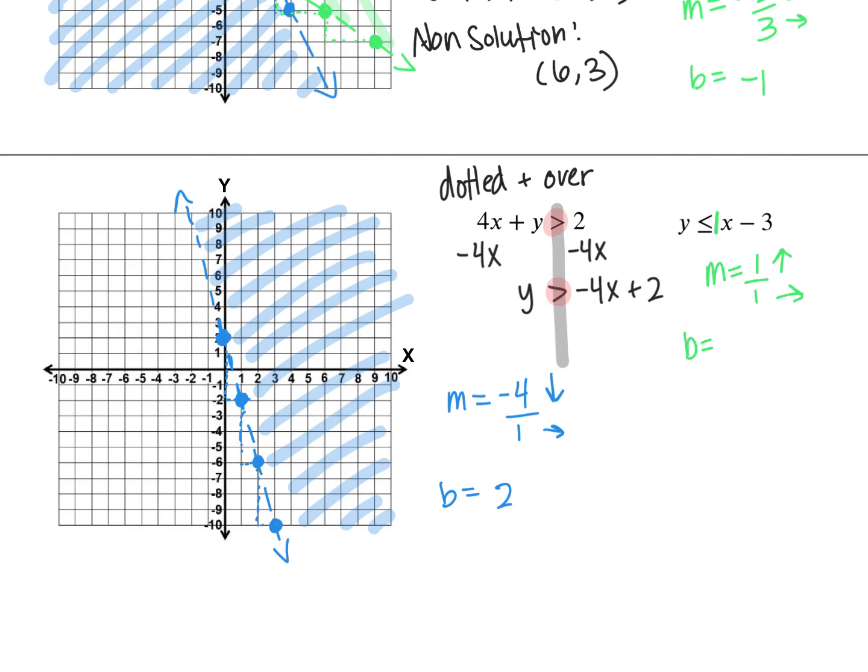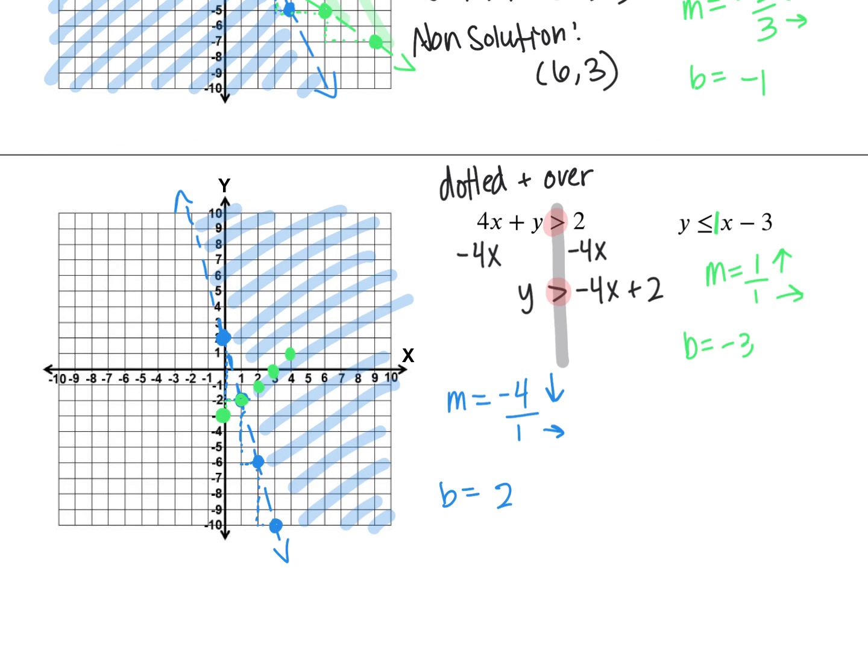Then our b value is going to be that -3. So that's our y-intercept, so we'll start there. Let's plot the y-intercept, -3. So on the y-axis, here's our first point. And then we're going to go up 1, right 1 and plot a point, up and right. Up 1, right 1, up 1, right 1. We can keep going for a while there.